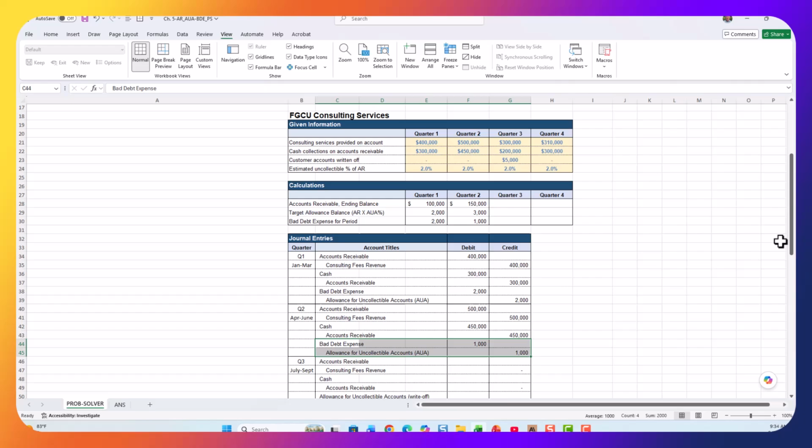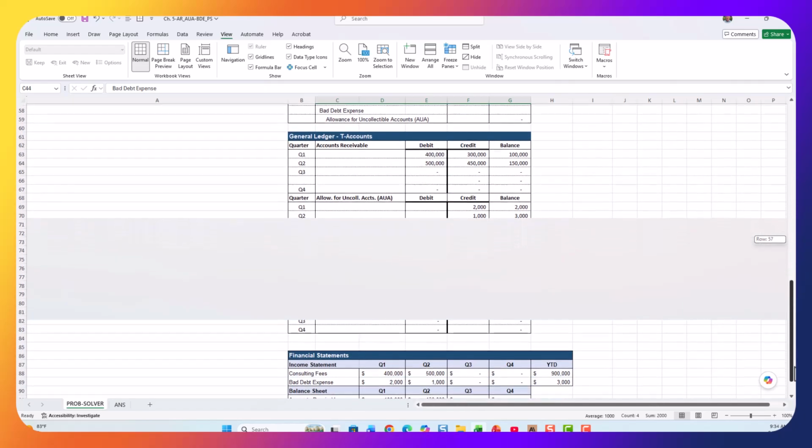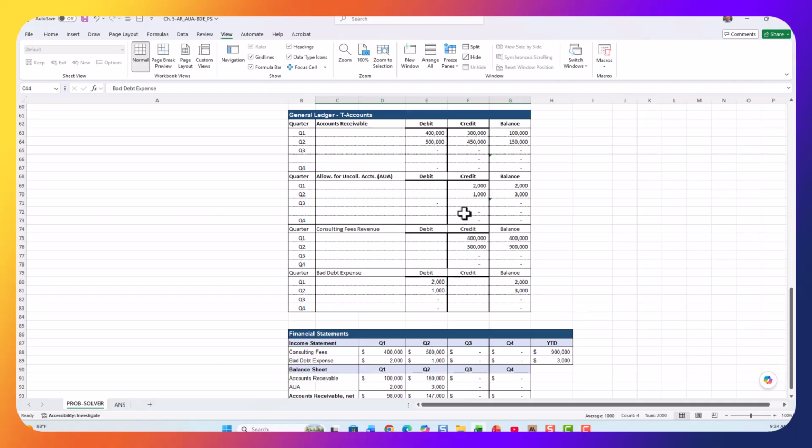With the journal postings to the general ledger, all four accounts are updated. Accounts receivable now has a debit balance of $150,000. Allowance for uncollectible accounts has a credit balance of $3,000. Consulting fee revenue has a credit balance of $900,000, and bad debt expense has a debit balance of $3,000.